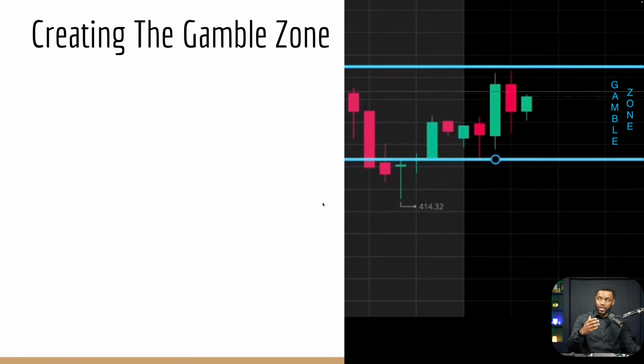We're going to create what's called the gamble zone. The gamble zone is an area where anything can happen. It's basically a coin toss, and you don't necessarily want to trade when it can be a coin toss. You want the favor to be on your side. So when you can identify where it's not on your side, you can start to get indicators where it may be on your side.